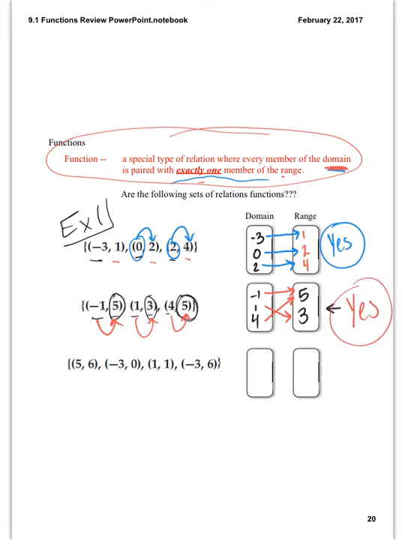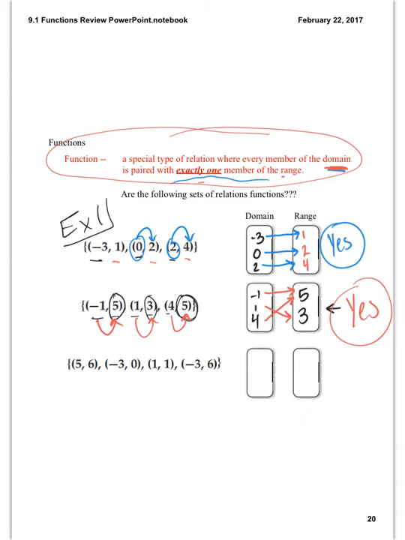A lot of people will get confused here and say this is not a function because they see a problem with this 5. They say, hey, there are 2 different guys coming to this 5 over here. That doesn't matter. I'm only focused on the domain. As long as all of the domain goes to separate places, so the -1, the 1, and the 4, all of those arrows are going to different places, then we know that it is a function.